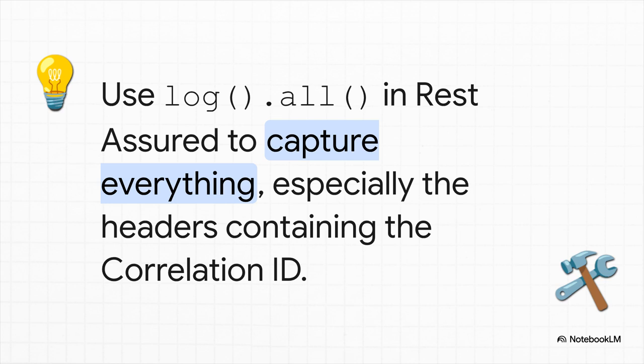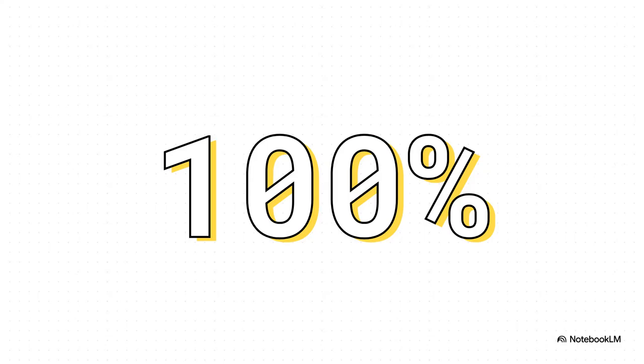Okay, here's a little pro tip for you, something you won't see in the standard tutorials. If you're using a tool like Rest Assured, using a method like logging.all is an absolute lifesaver. It guarantees that you capture everything you need, especially those headers with the correlation ID, so you're never left without your master key.